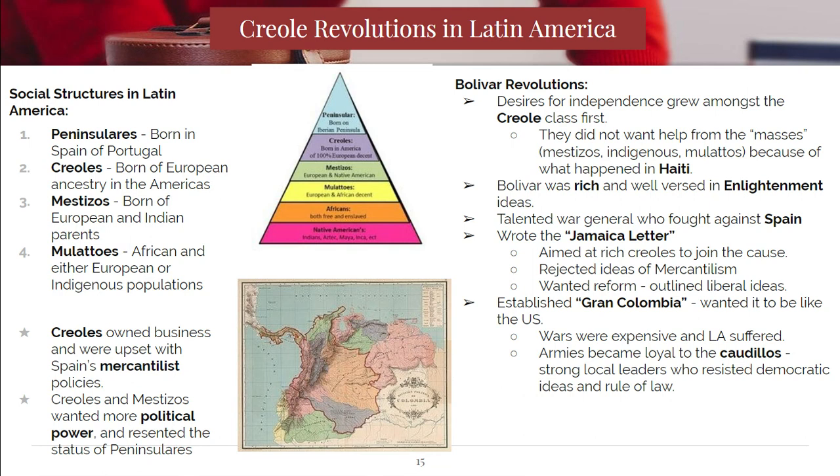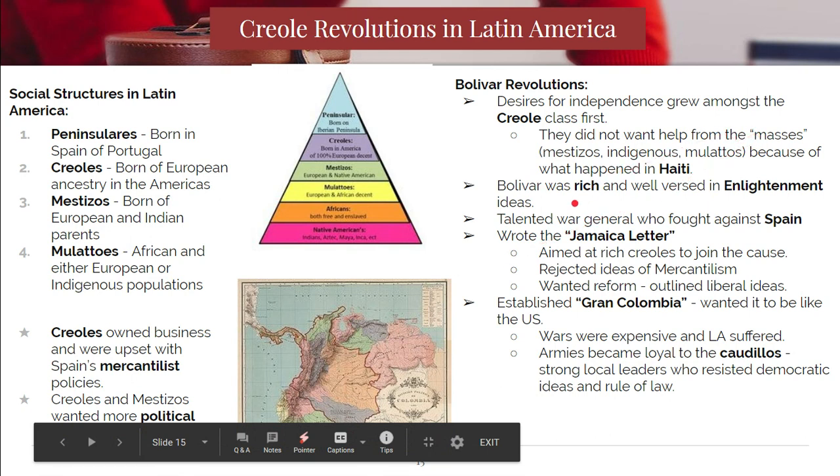And so these are known as the Bolivar revolutions, right? After a guy named Simon Bolivar. We can basically call him the Latin American George Washington. And he's a guy that Bolivia, the country of Bolivia, is named after. And he was a Creole, right? He's rich and well versed in Enlightenment ideas.